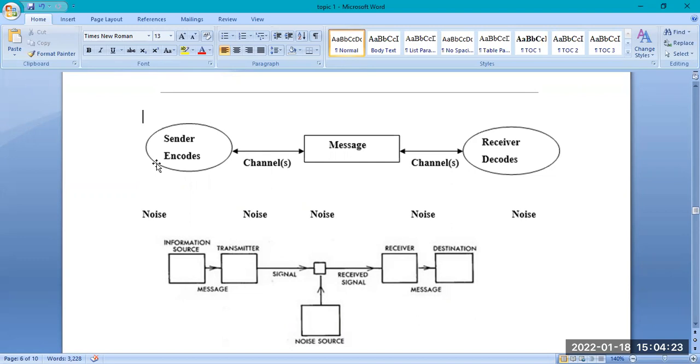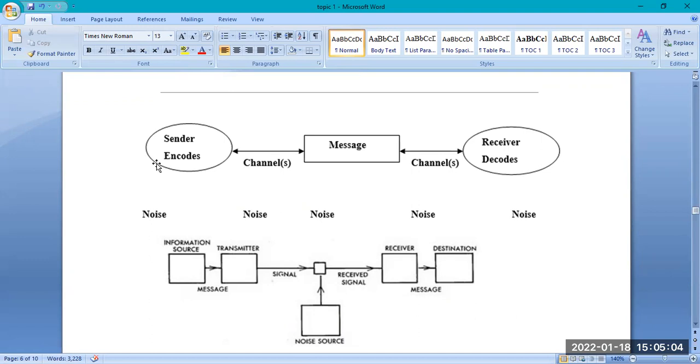So there we have the sender. A sender is a person who initiates the communication. He can also be an organization. And then there is a channel, the path through which communication or information passes. Then there is the message. The message is the information that you want to communicate. After the message, then there is what we call the receiver. The receiver is a person to whom the message is intended.